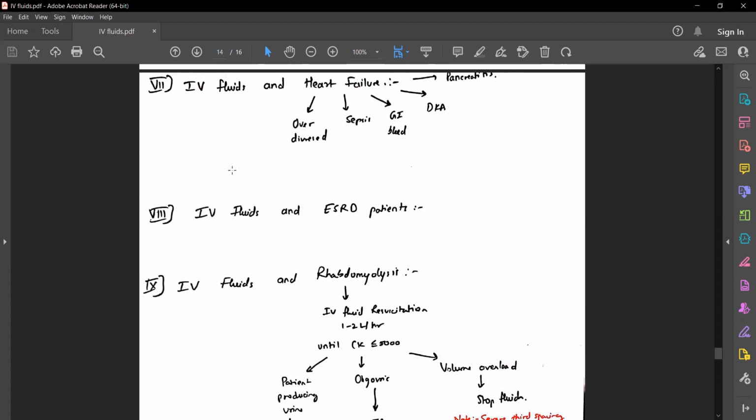But either way, as I said before, prematurely starting pressors in patients who are not adequately resuscitated, including heart failure, is like changing oil in a car that ran out of gas. So first you fill up the tank, and then you move forward with the management.